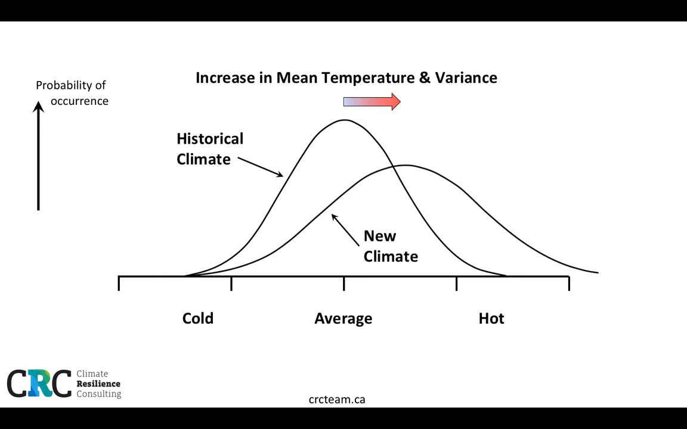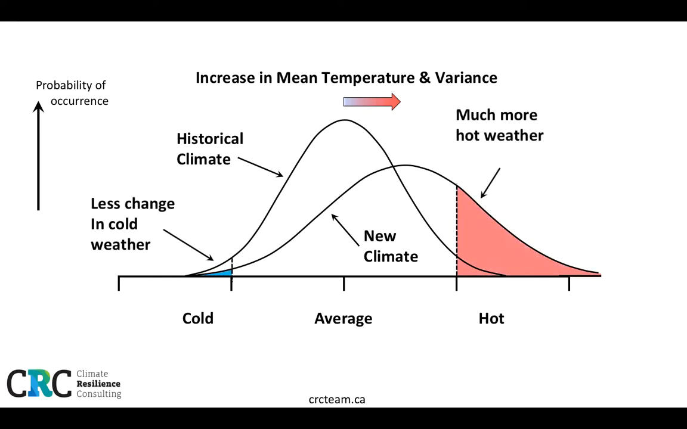Now we have a new climate that still has some of the cold weather that people remember from the historical climate, but it has much more hot weather and much more record hot weather. And again, it's this portion of the curve that's beyond the tail of the historic bell curve that can cause big problems.